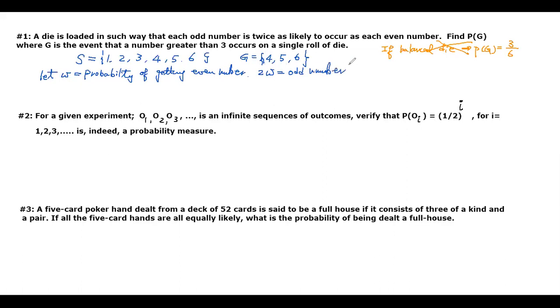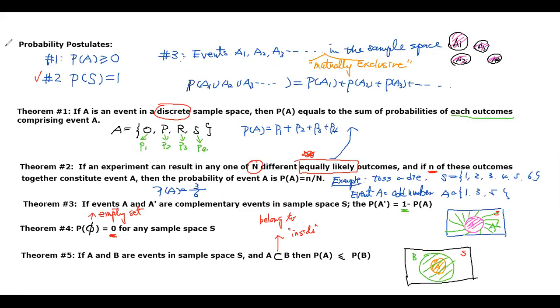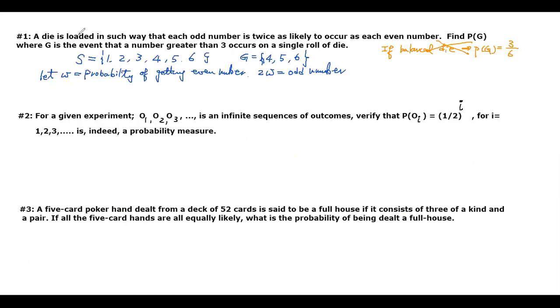Right? So 2W is the probability of the odd number. Now I'm going to use postulate number 2. When you add all the sample space, what is here? This is very important. When you add all the sample space, it has to be 1, right? I know the odd number is 2W, so I have 2W plus W plus 2W plus W plus 2W plus W is equal to 1, right?